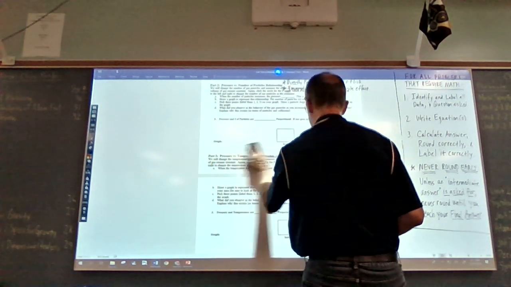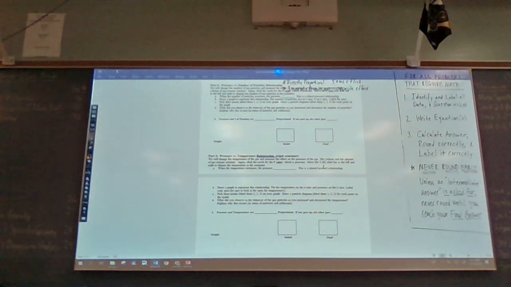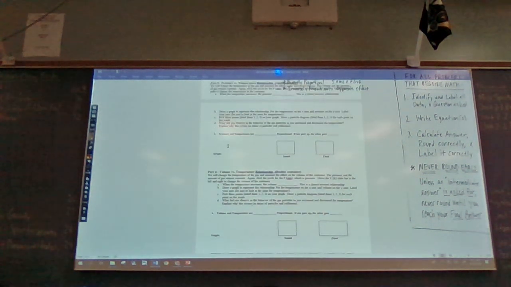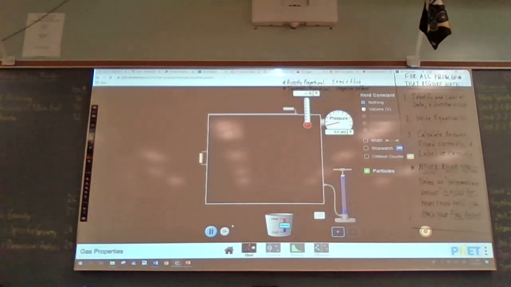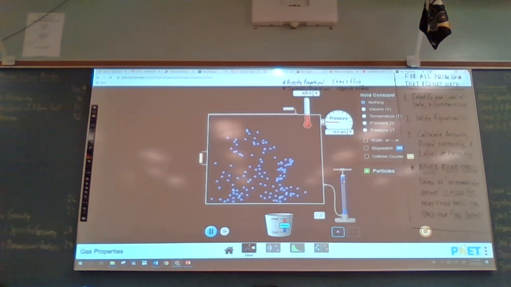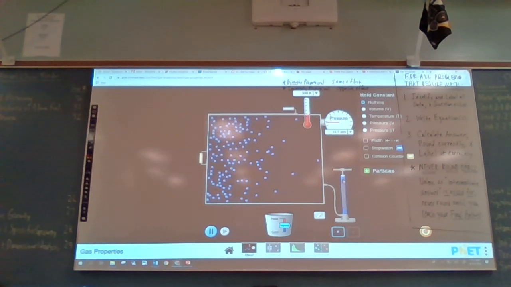Go ahead and erase this first, and then pull the simulator back up. Move it up here to number 3, and we'll pull our simulator back up. Okay, so now number 3, we're going to change the temperature of the gas, and we're going to leave the volume the same, so we're going to have a rigid container. So let me put some gas particles in here first. Cause several bumps there. So we're going to leave the volume the same, but now we're going to change the temperature.